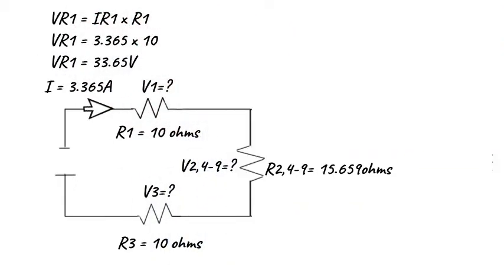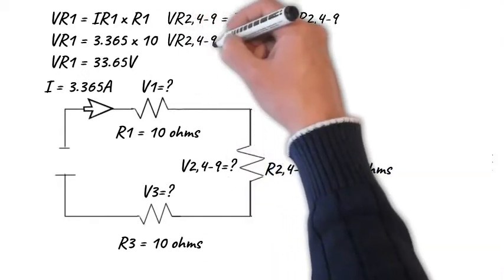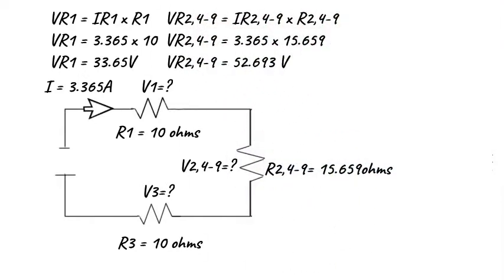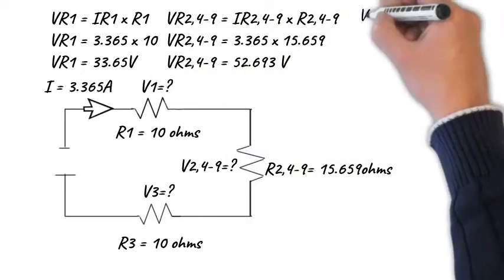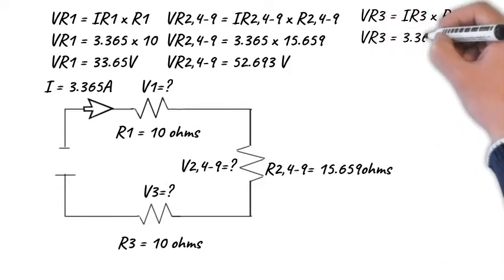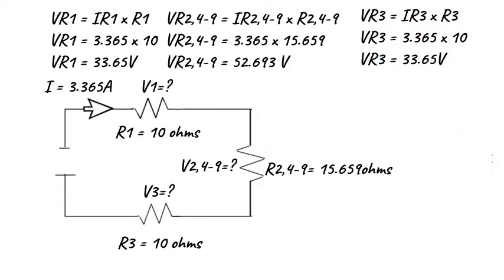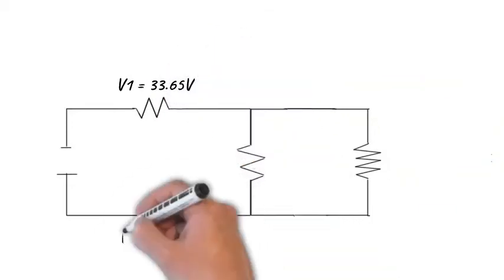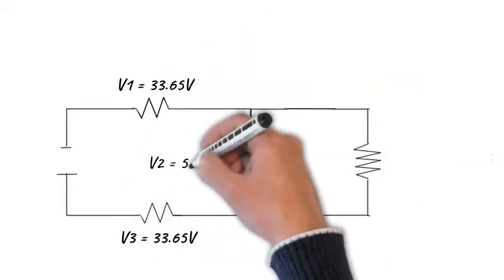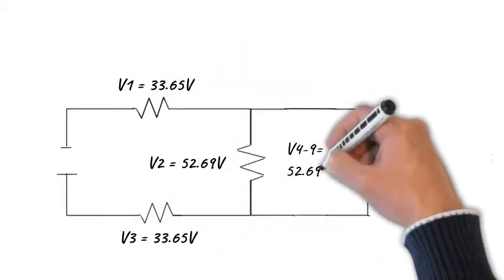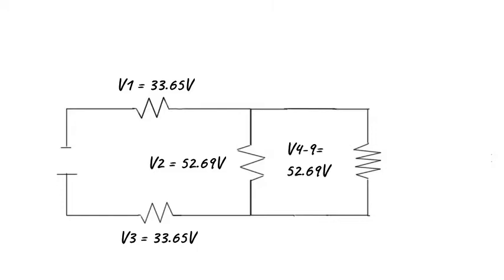Now it's at this point where the majority of you can get to, and you understand what to do up until this point. It's the next step that can get a little bit tricky. At this point, we will redraw the circuit and add our voltages in, and recognize that 4 through 9 was in parallel with 2, and so those voltage values are going to remain the same.